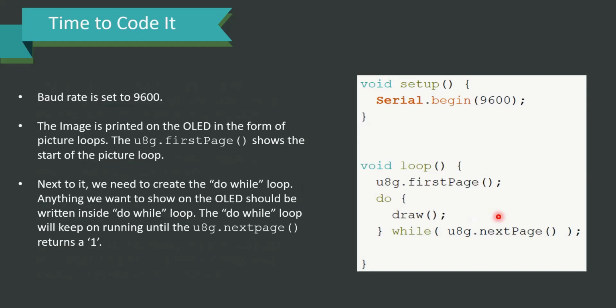The u8g.firstPage shows the start of the picture loop. So you can see that here u8g.firstPage is nothing but the start of the picture loop. Next to it, we need to create the do while loop. Anything we want to show on the OLED should be written inside the do while loop. The do while loop will keep running until u8g.nextPage returns a 1.